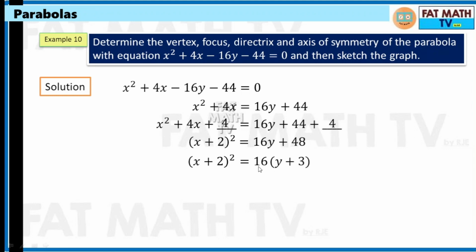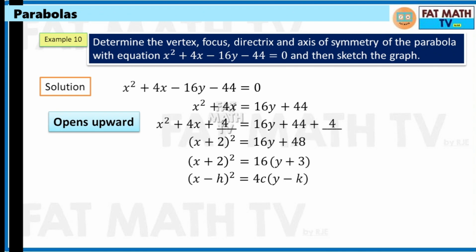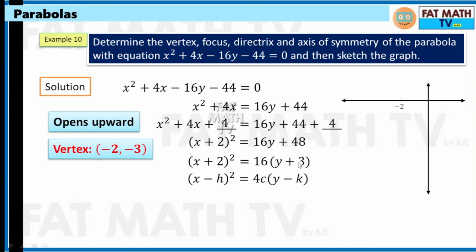x is being squared, positive on the right side, so the parabola opens upward. And h is negative 2, this is the h. And k is negative 3. So that is in the third quadrant. (Negative 2, negative 3), and the parabola opens upward. So for c, you have 4c is equal to 16.